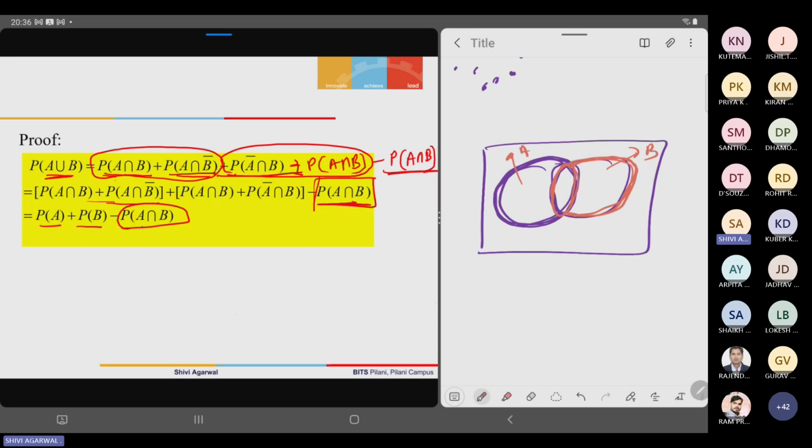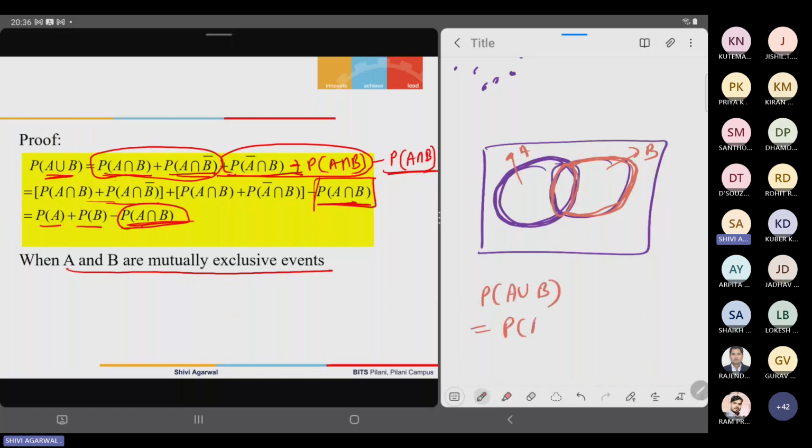There are so many ways to prove it. You can use any method here. So when A and B are mutually exclusive events, at that time A intersection B is phi, that is the null set. So probability of A intersection B is equal to 0. So at that time probability of A union B becomes probability of A plus probability of B.